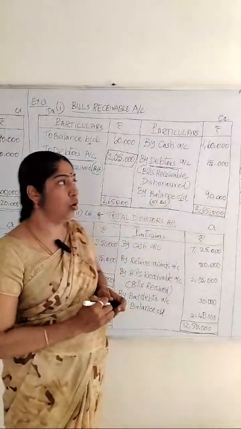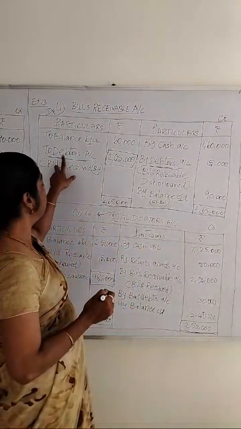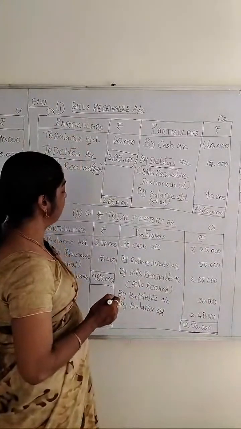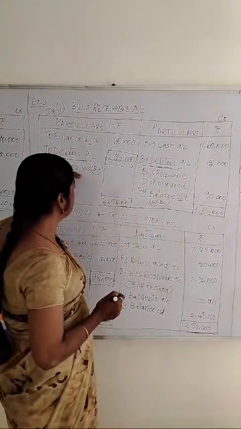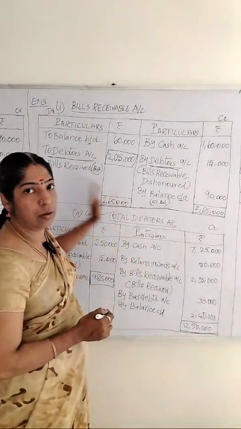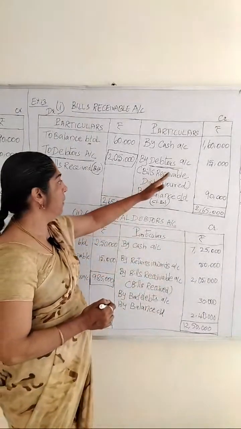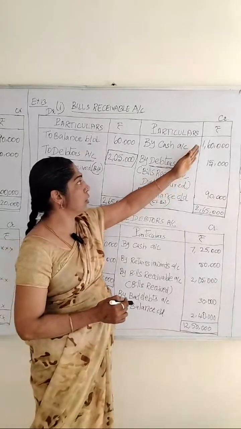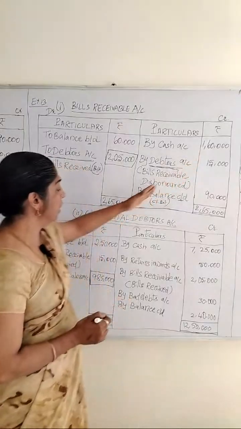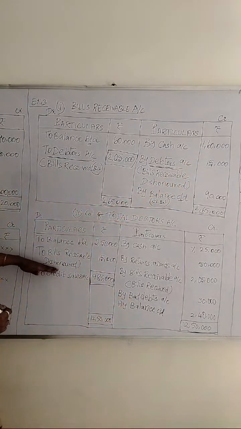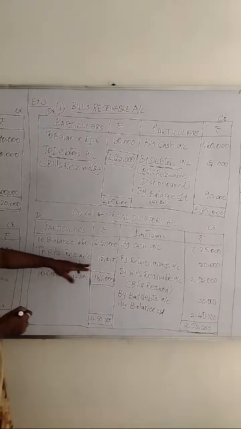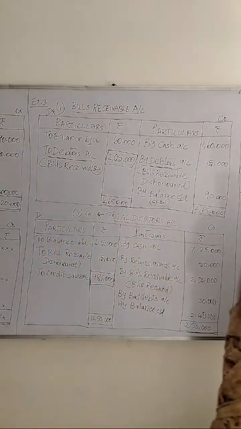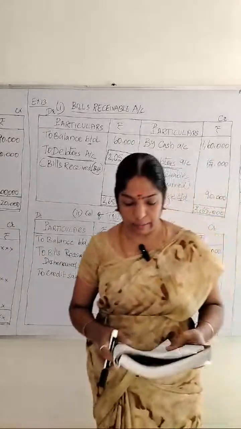Got it? So if you get bills receivable received to debtors account, in the bills receivable account you are going to enter in the opposite side on the total debtors account. Bills receivable dishonored is on the credit side, so you are going to enter it on the debit side of the total debtors account. 15,000 rupees entered. Got it? Do you have any doubt? Please comment in the comment box.